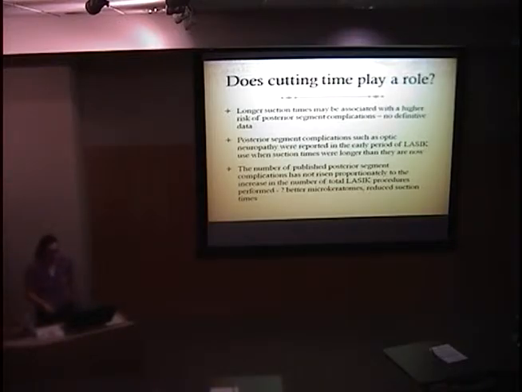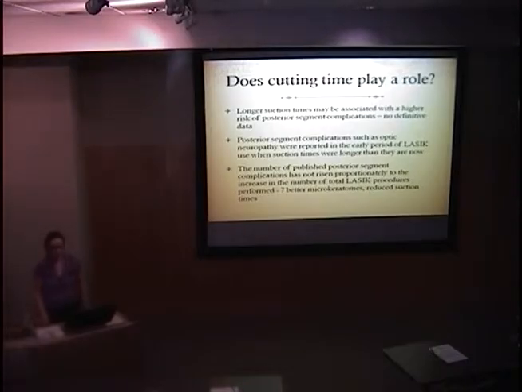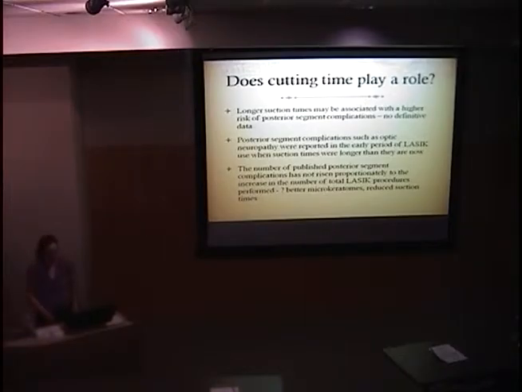Other things that have been looked at to try to explain why LASIK may cause posterior segment complications is cutting time. It's believed, and I got the sense from reviewing the literature, that longer suction times may be associated with a higher risk of posterior segment complications, but there's not really definitive data to show that. But interestingly, posterior segment complications like optic neuropathy were reported in the early days of LASIK when suction times were longer than they are now, and there really have not been any recent case reports of that happening. The other interesting phenomenon is that the number of published posterior segment complications has not increased proportionally to the increase of the number of total LASIK procedures, which makes you wonder, are we using better microkeratomes or shorter suction times?